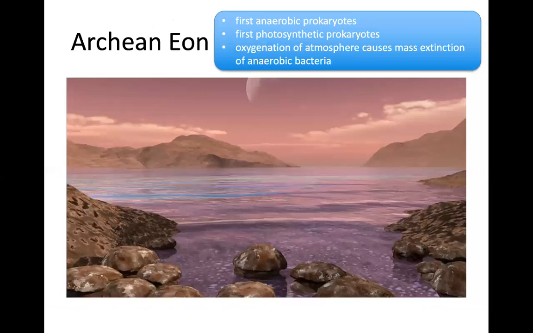Then we get to the Archean eon, and this is when we had our actual first anaerobic prokaryotes. Then came along the first photosynthetic prokaryotes, and then the oxygenation of the atmosphere, which essentially caused mass extinction of the anaerobic bacteria.